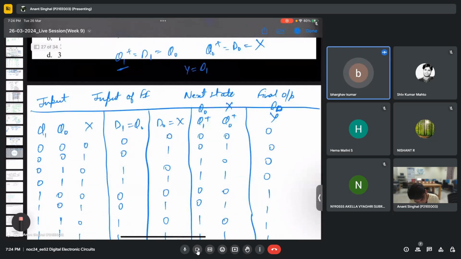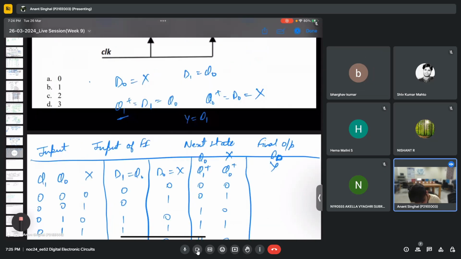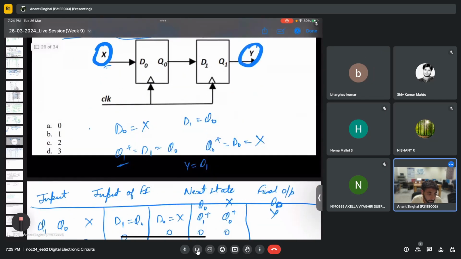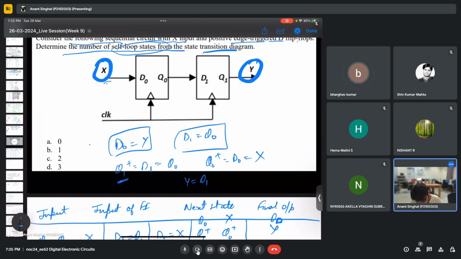The first, D naught is equal to X. D1 is equal to Q naught. Then the next state of D1 is nothing but equal to Q1. D1 is Q naught. Then again the next state of D naught is given as X, and Y is the next state. So Y is Q1 plus.